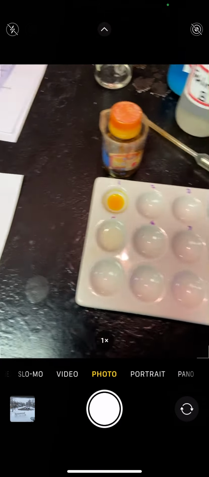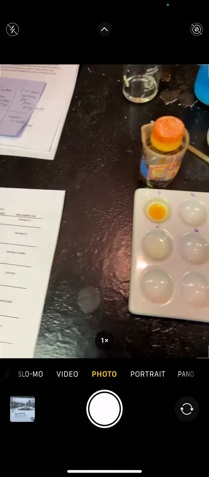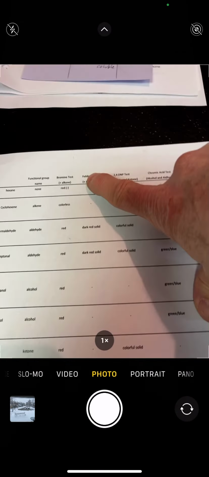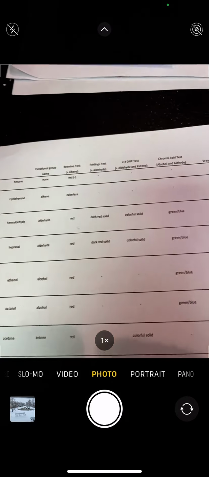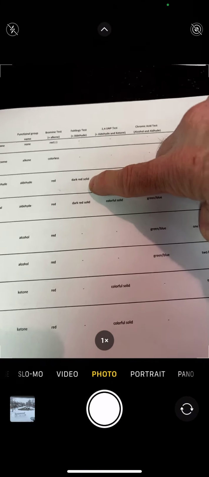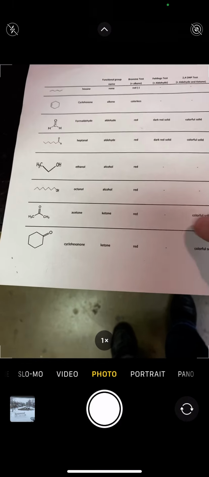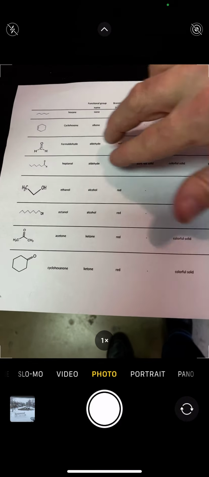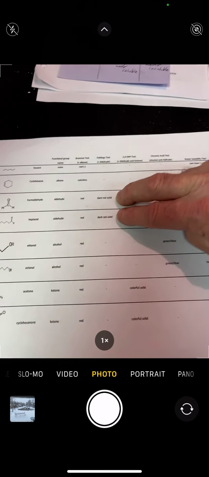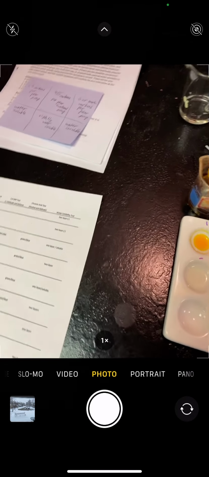Okay, moving on. Fehling's test. The Fehling's test is the next column. It gives a dark red solid if you have an aldehyde. Nope, sorry, just aldehydes. So we're looking for a dark red solid.